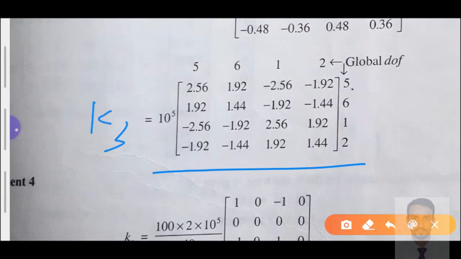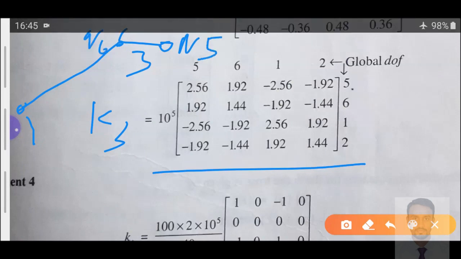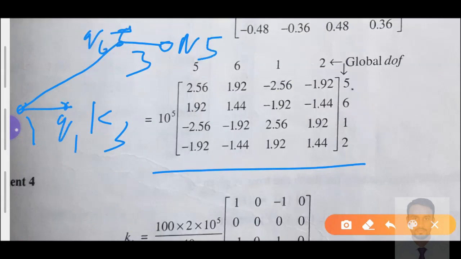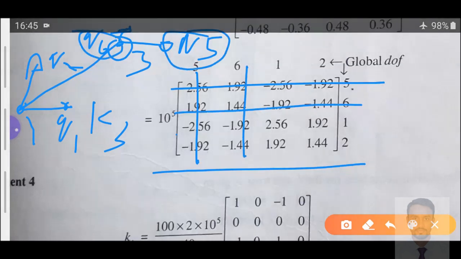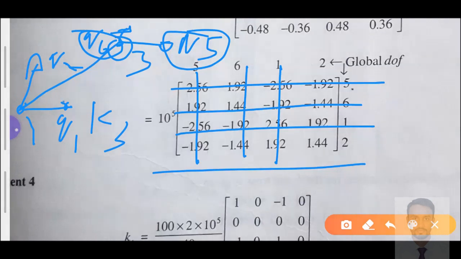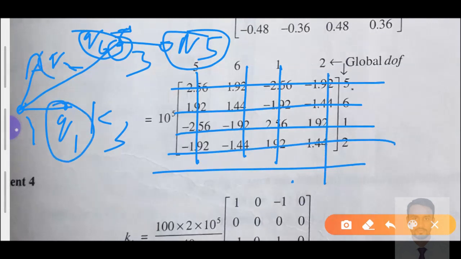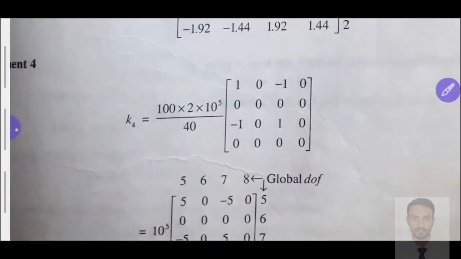We have this one, and the element will start from node number 3 and end at node number 1. At node number 3 we have q5 and q6. Similarly we have here q1 and q2. First row first column is named q5, second row second column q6, third row third column q1, fourth row fourth column q2, with respect to the position of the element. We have given the numbers to the rows and columns of the elemental stiffness matrix.